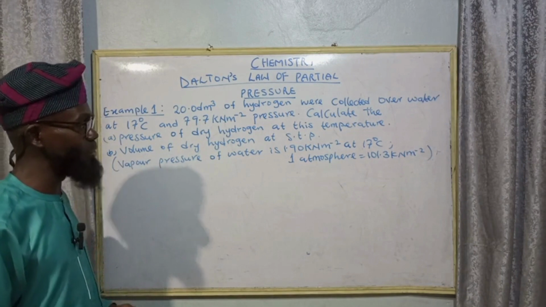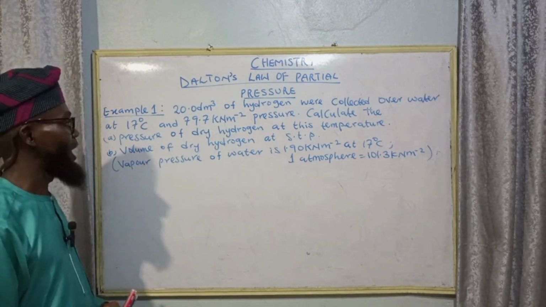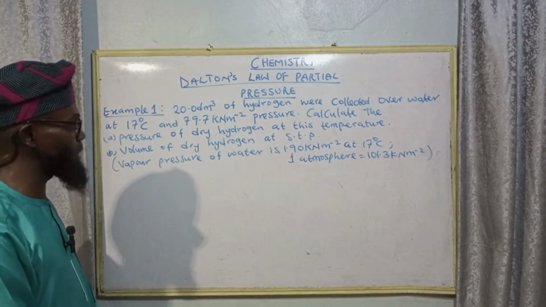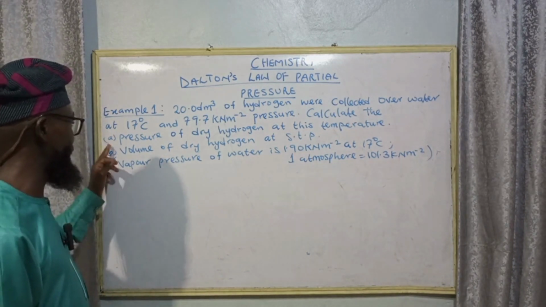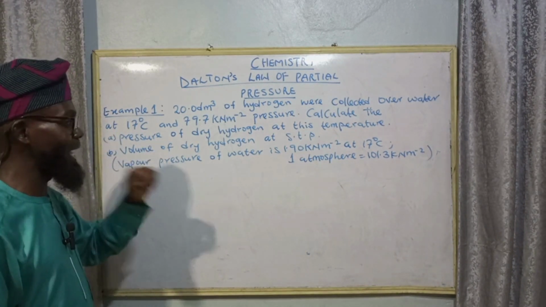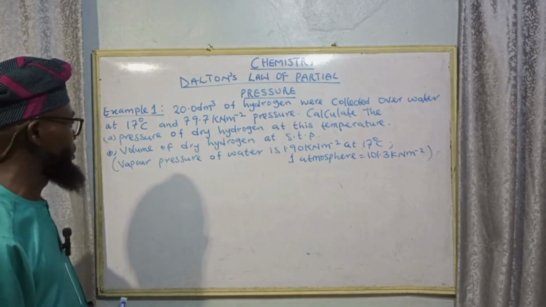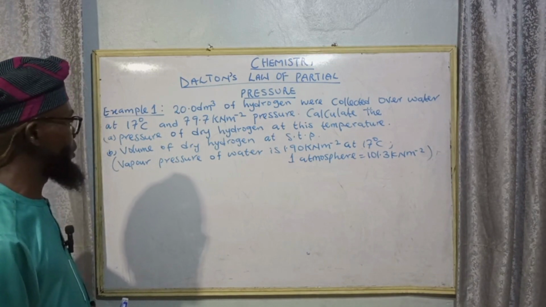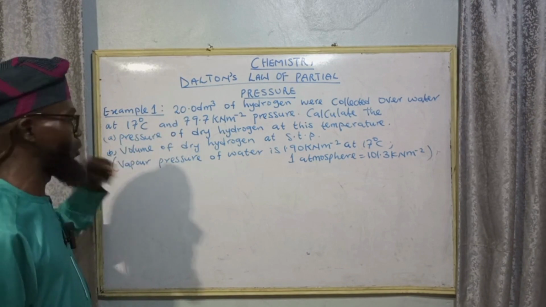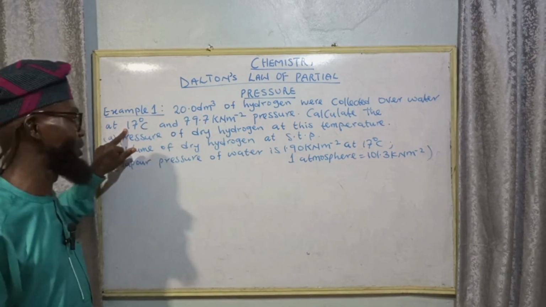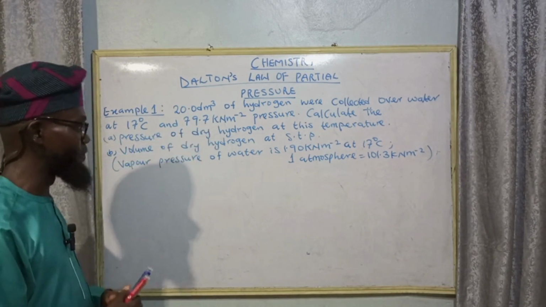20.0 dm cube of hydrogen were collected over water at 70 degrees Celsius and 79.7 kilonewton per meter square pressure. Calculate question A, the pressure of dry hydrogen at this temperature. If you look at this question, you are given the volume of hydrogen that was collected over water at this temperature, 70 degrees Celsius, and 79.7 kilonewton per meter square.